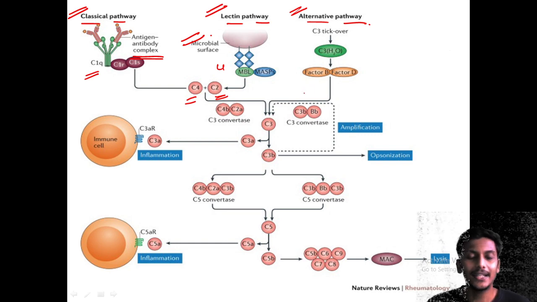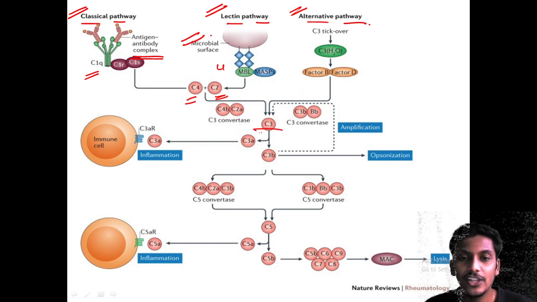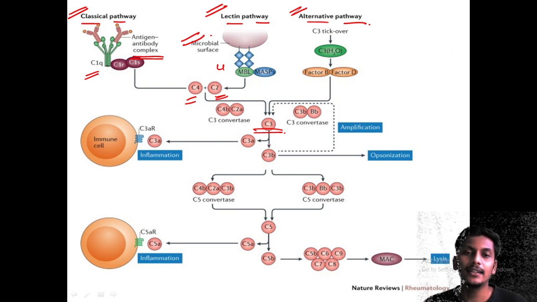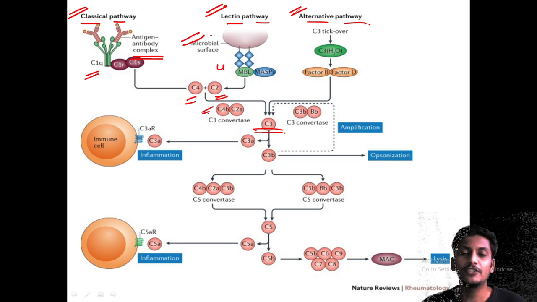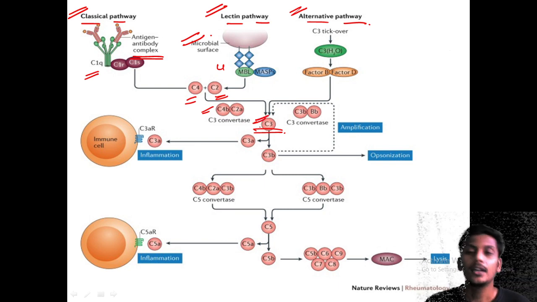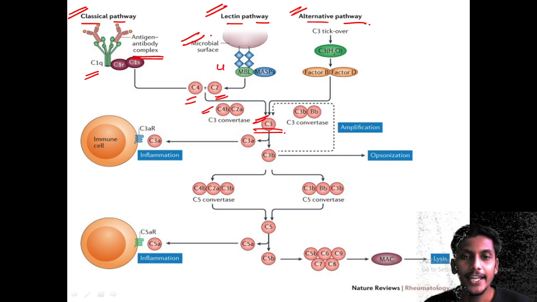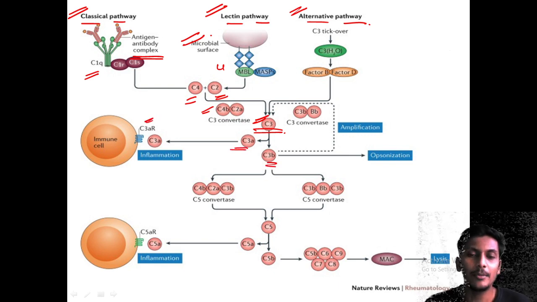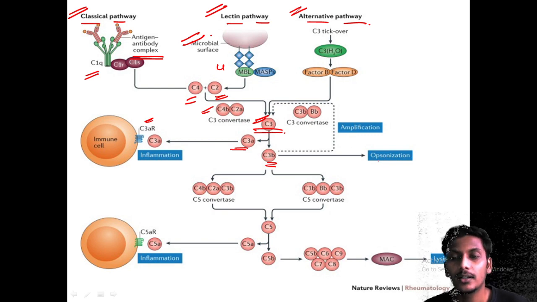The alternate pathway directly goes to the next step, which is the activation of C3. In classical and lectin pathways, the complex that has been formed, C4b and C2a, activates C3, whereas in the alternate pathway, it directly activates C3. So the common junction is C3 complement. Once C3 is activated, it separates into C3a and C3b, where C3a is used in inflammation, whereas C3b works as an opsonizer.